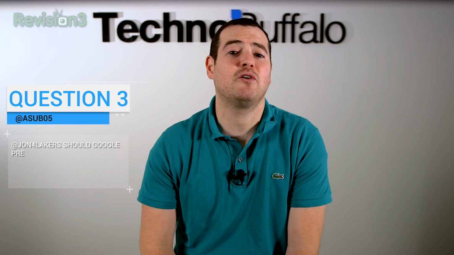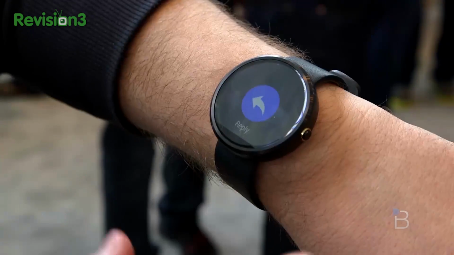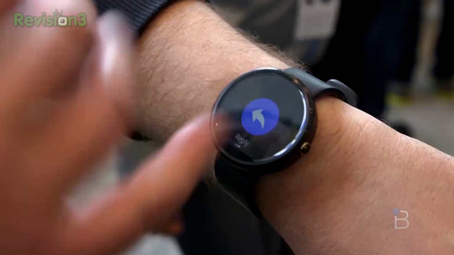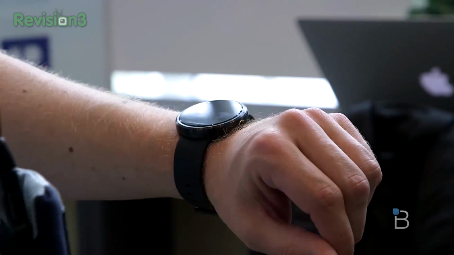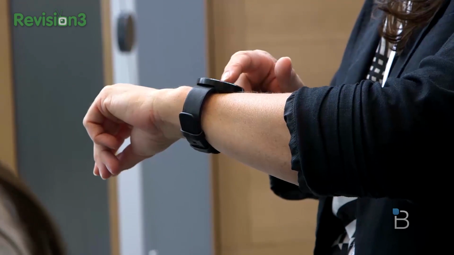Next question comes from a sub05 who asks, at John4Lakers, should Google prevent UI customization of Android like they're doing with Wear and Auto? So really cool, I think, what they're doing with Wear. No matter what watch you get, the Android Wear experience is always going to be the same. It's sort of similar with an Apple product. They don't let anyone customize it, so the same experience across an iPod Touch, an iPhone, or an iPad. And I'm kind of split on it.